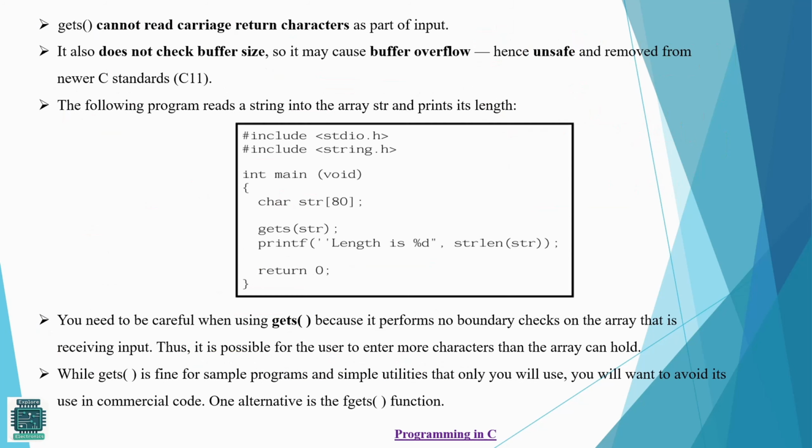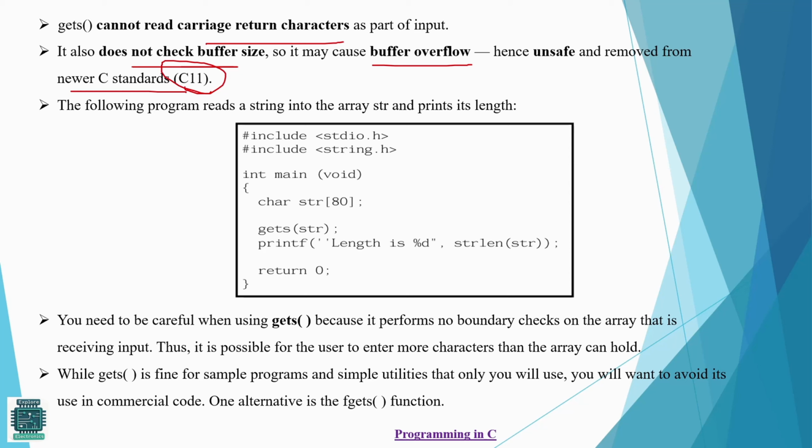Now, gets cannot read a carriage return character as a part of input. It also does not check buffer size, so it may cause buffer overflow. So it is considered unsafe and was removed from the C standard, C11. That is the reason why it has been removed from the C standard.